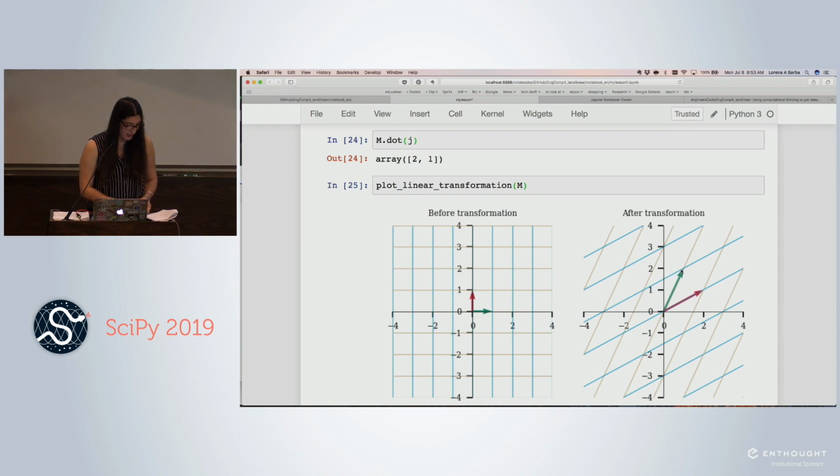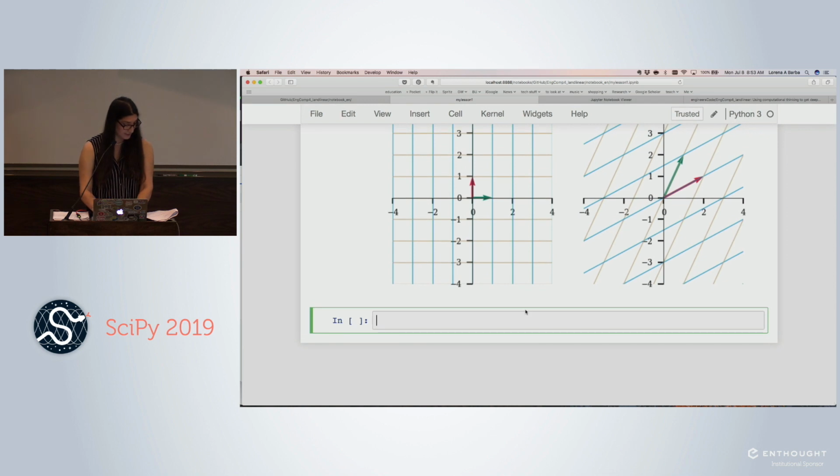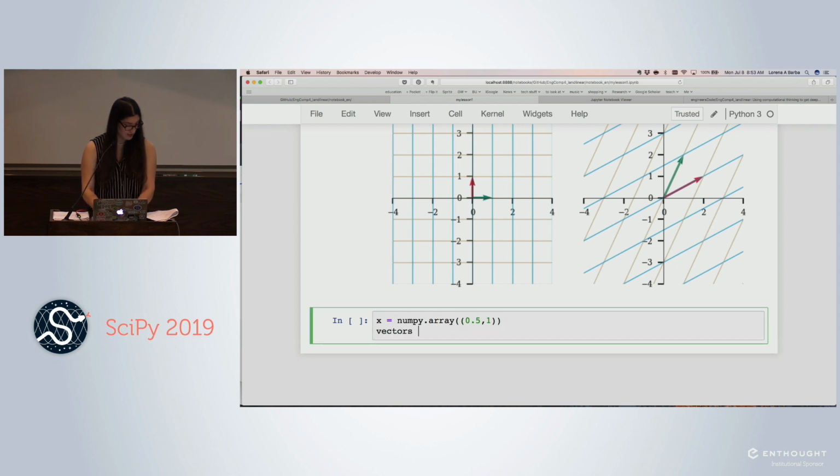To see what the transformation does to a particular vector, we could use our vector plotting helper. For example, let's do x equals NumPy array. You can create any vector you want. I've created one with 0, 0.1, 0.5, 1. And I'm going to make a list vectors with x and m dot x.